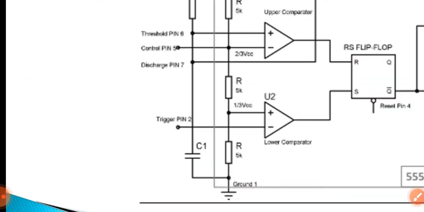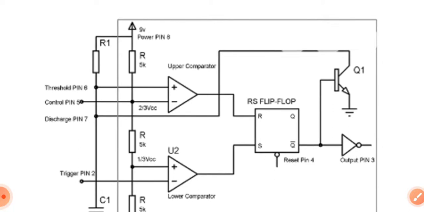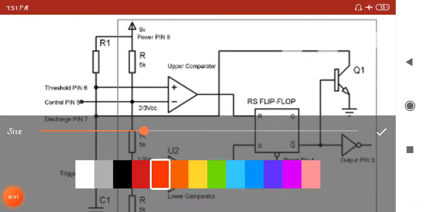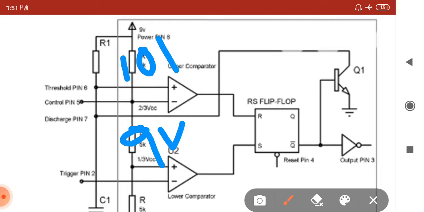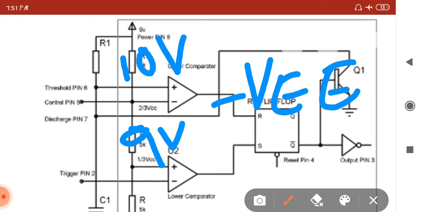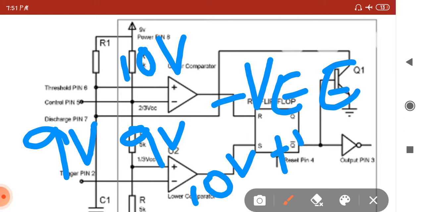And then I have already explained the comparator. How does the comparator work? If you give the inverting terminal 9 volt and the non-inverting terminal 10 volt, you get the minus VEE voltage. If you give the inverting terminal 10 volt and the non-inverting terminal 9 volt, you get the plus VCC. This is the working of the comparator.